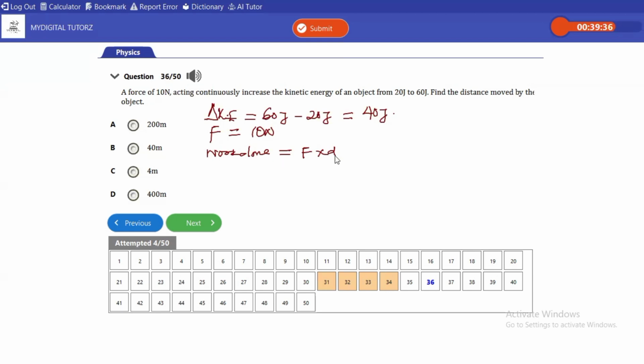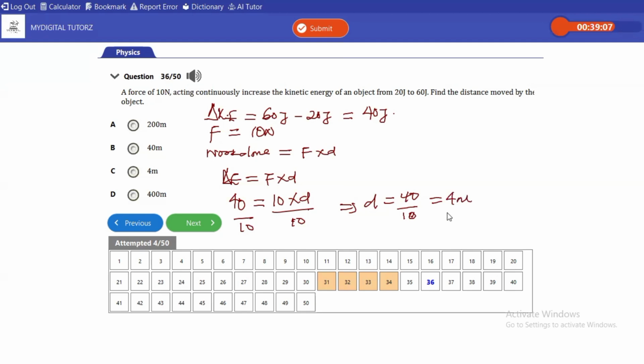So remember, work done is equal to force times distance, and work done is equivalent to the change in kinetic energy, which is equal to force times d. So the change in kinetic energy is 40, which will be equal to force, which is 10, multiplied by d. So divide both sides by 10. That implies that the distance d will be equal to 40 divided by 10, which is equal to 4 meters. I hope this is taken. So anytime you see work done and kinetic energy or energy, work done is equivalent to the energy dissipated. Are we together? So that's about that.